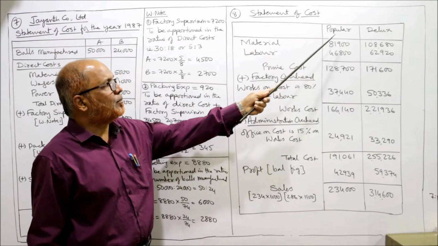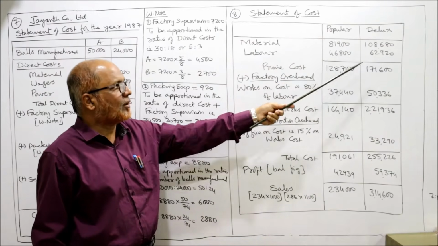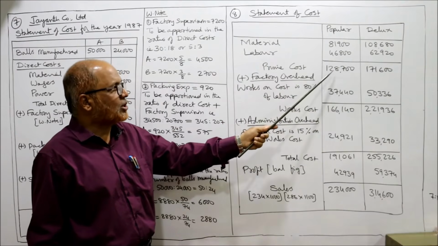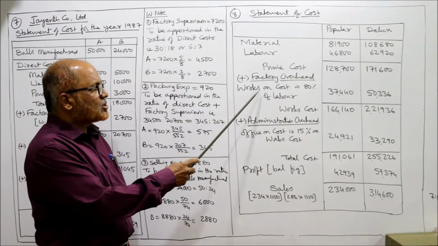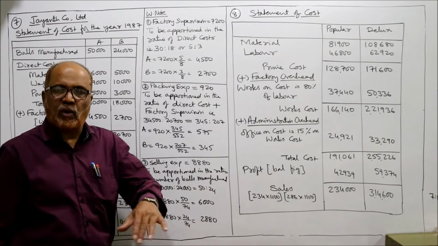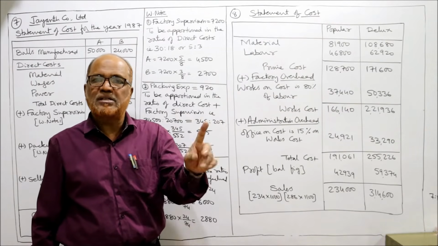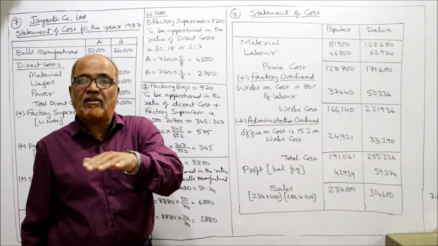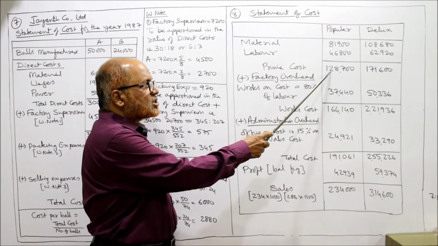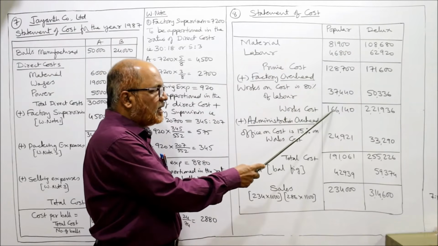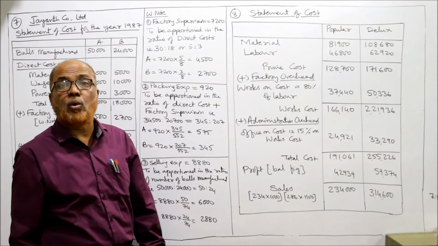See, statement of cost. Popular, deluxe. Material given in the problem. Labor given in the problem for both the radio sets. Then prime cost. Simply add up material, labor, we'll get the prime cost. Factory overhead is given. Works on cost 80% of labor. Just now I told you factory overhead or works on cost means same. वर्क्स कॉस्ट अलग होता, वर्क्स ऑन कॉस्ट अलग होता. वर्क्स कॉस्ट का मतलब प्राइम कॉस्ट प्लस फैक्ट्री ओवरहेड, ये दोनों को ऐड कर लिया तो वर्क्स कॉस्ट. वेयरएज वर्क्स ऑन कॉस्ट का मतलब होता है फैक्ट्री ओवरहेड.